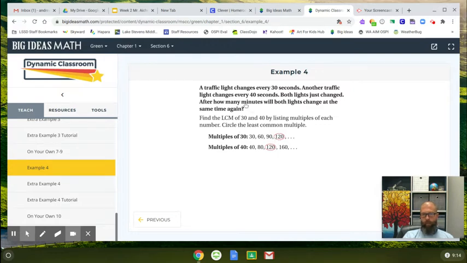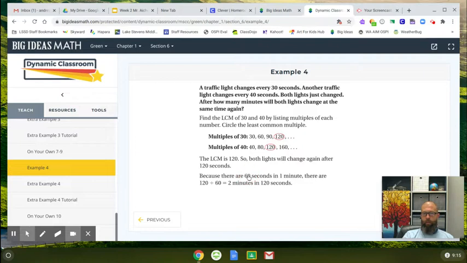But remember, it asks how many minutes. And if we know how many seconds are in a minute, it's going to be 2 minutes because there are 60 seconds in a minute, 120 divided by 60 equals 2 minutes. So be careful sometimes with how they want you to give your answer because they kind of make you do some conversions. All right, let's try another one.